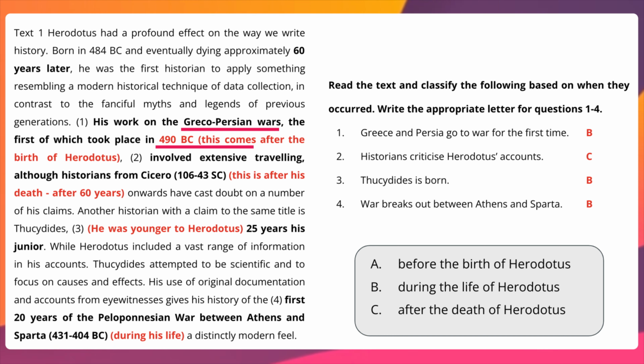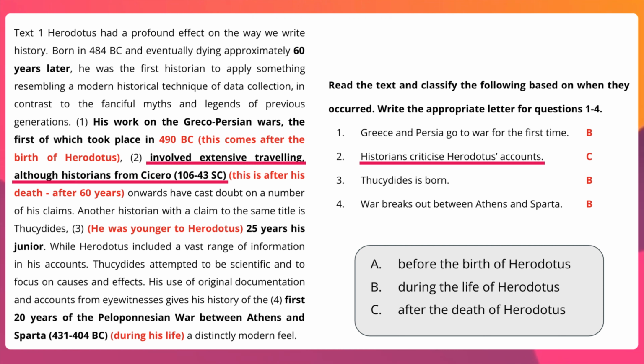Now let's go to the second one. Historians criticize Herodotus' account. It is C, after his death. You can see just below, that is the second one, which says involved extensive traveling, although historians, and the year is mentioned, that is 106 to 43 BC. This is after his death, meaning after 60 years. And that is why the answer is C.